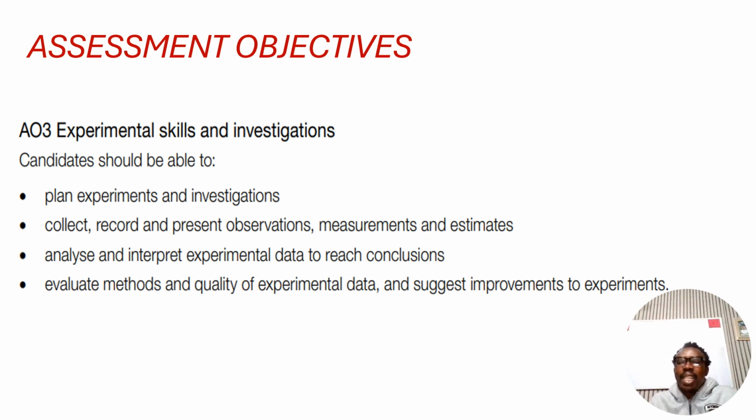So it will be assessed in paper 5 for A2 students. Paper 5, which is planning, analysis, and evaluation, is where experimental skills and investigations, which is assessment objective 3, will be fully assessed. So please, I want us to take note of that.